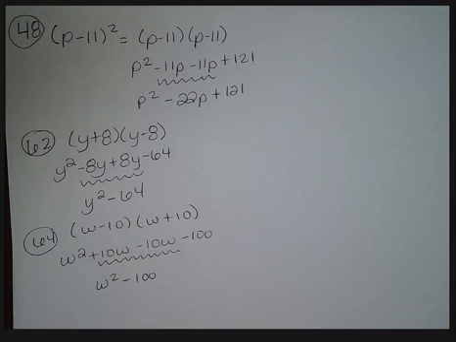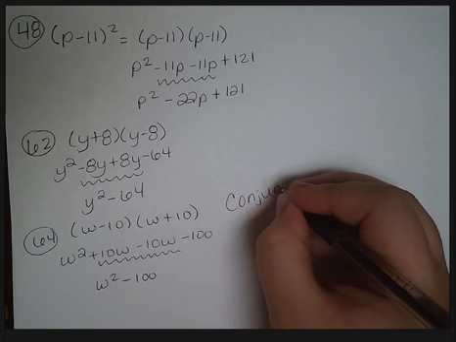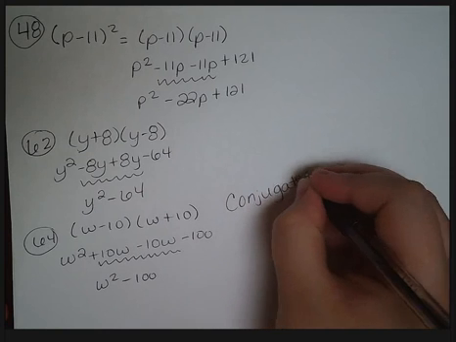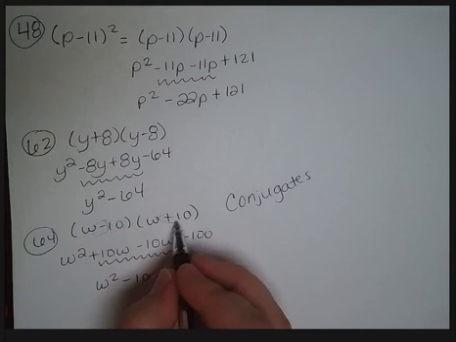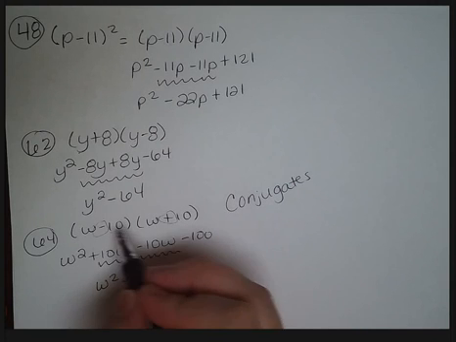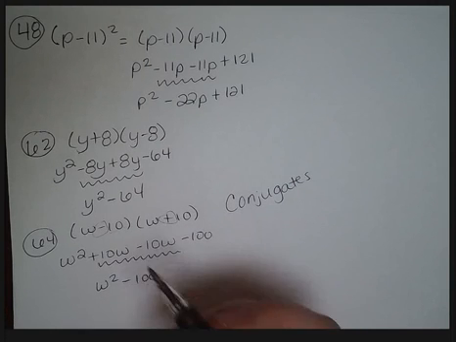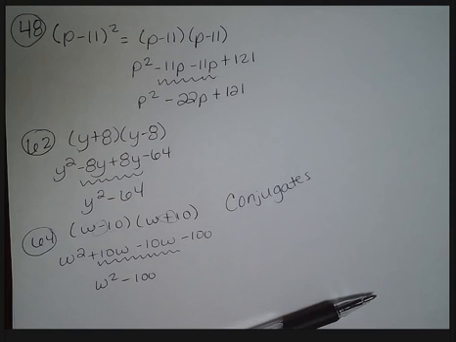The reason these cancel is because they are conjugates of each other, meaning they're the same exact binomial, but the only thing that's different is what's in between the two terms. So as long as these are opposites but everything else is the same, then your two middle terms should always cancel. All right, that's all I have for this lesson on multiplying polynomials. I wish you the best of luck.